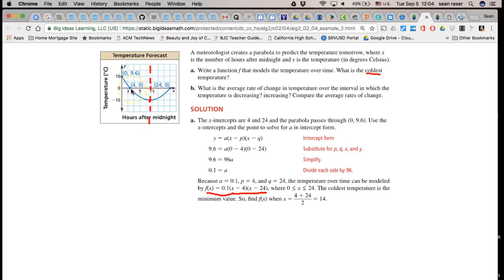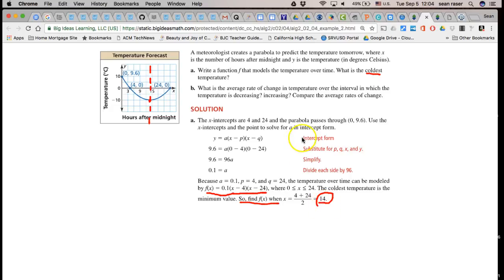So halfway between 4 and 24, we'll find our axis of symmetry. In order to find it, we take both of our intercepts and find the average between them, find the middle. So we do 4 plus 24 divided by 2, and we get 14.